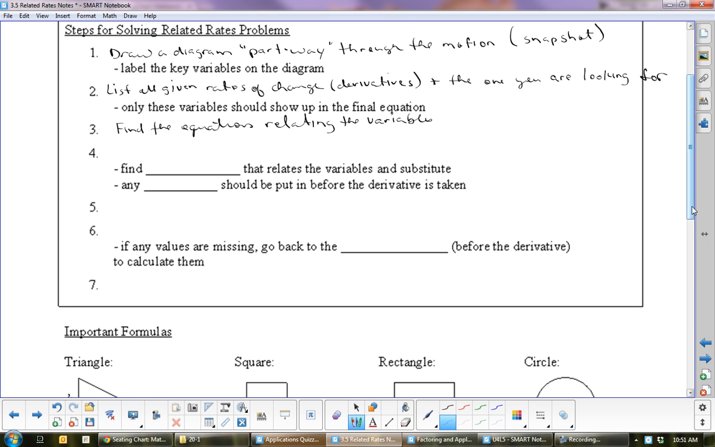Now, number 4 is kind of more for tomorrow. If there is a variable that is not in the list or the paragraph, you need to remove it.